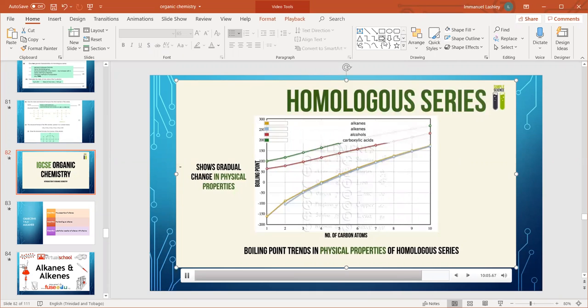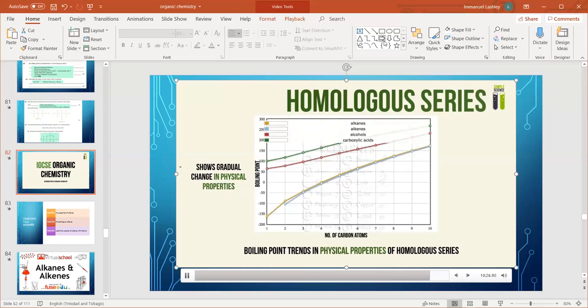We call this a gradual change in physical properties, and these changes, as you can see, will apply for alkenes, alcohols, and carboxylic acids. So in all organic compounds, the physical properties will be very predictable based on the homologous series and the number of carbons in the chain.